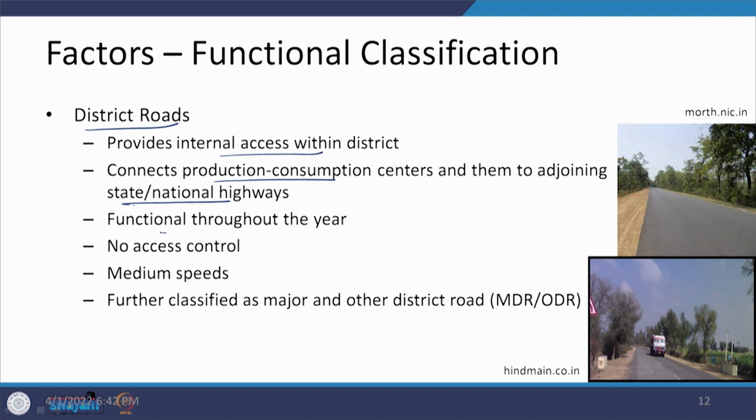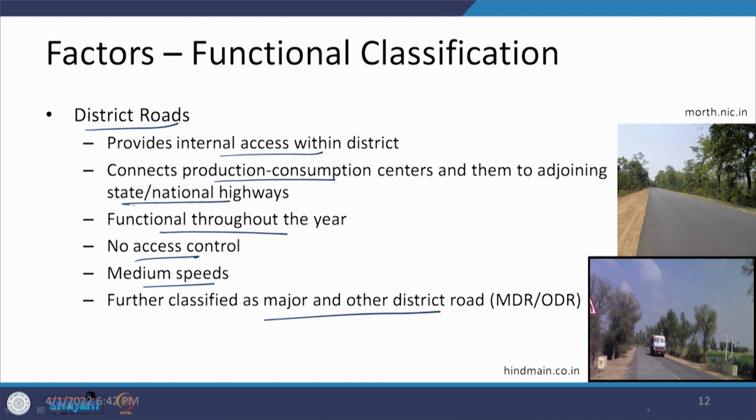They should also remain functional throughout the year, and that is the same as in the case of national highways, state highways or expressways. There is no access control, the speeds are lower here as compared to the national highway or state highway, and they have been classified further as major district roads or other district roads, which are being defined as MDR and ODR.